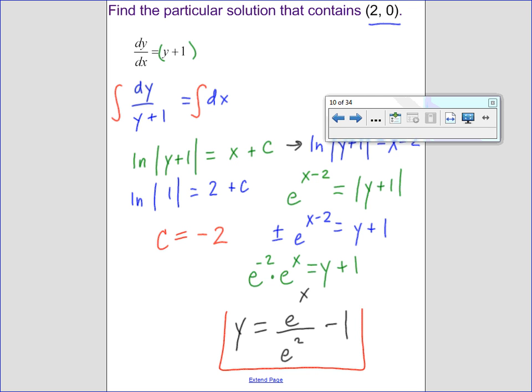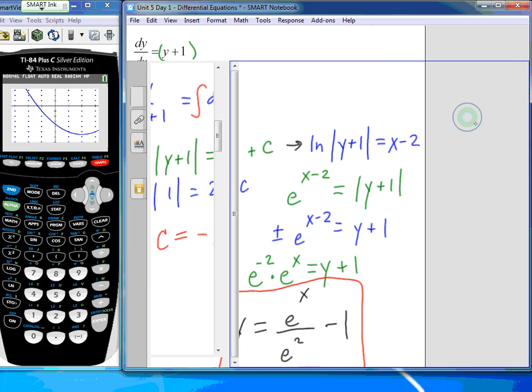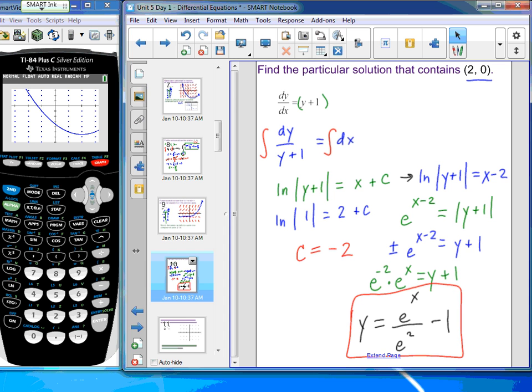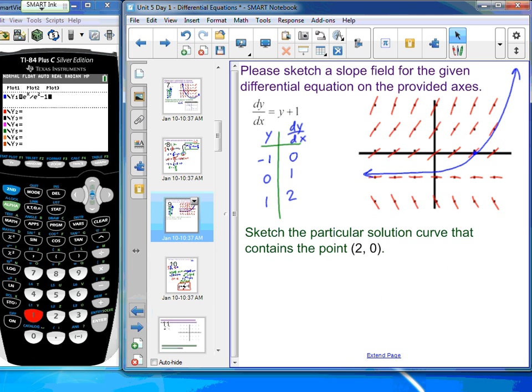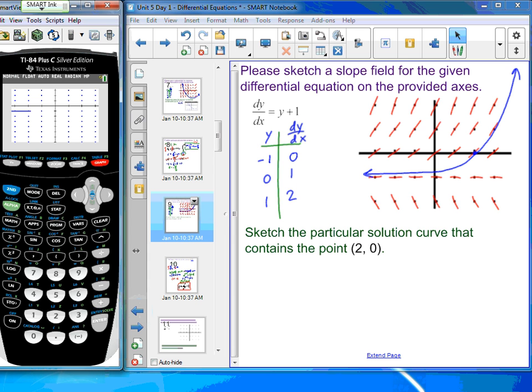Let's go ahead and check. So here we go. We're going to go to our emulator, and we're going to put in e to the x over e to the negative 2, or e squared, and minus 1. And we're going to pretend that our graph is going to make that picture, and we're hoping, and we're achieving. Oh my gosh, that's pretty darn good.